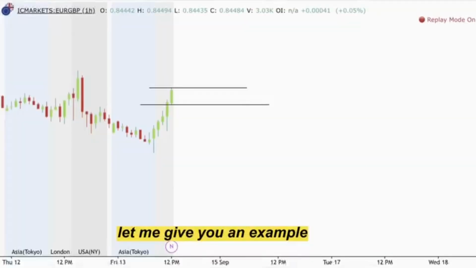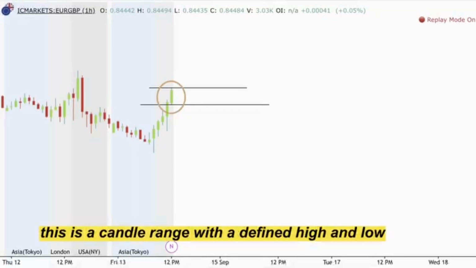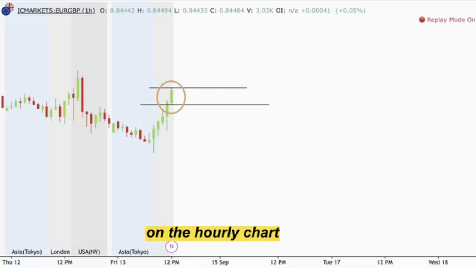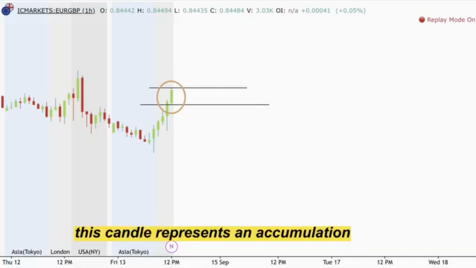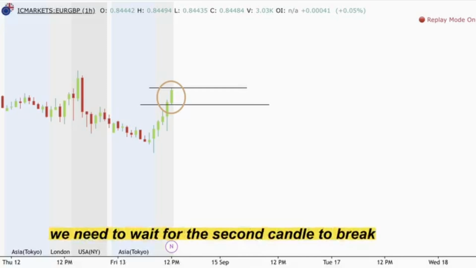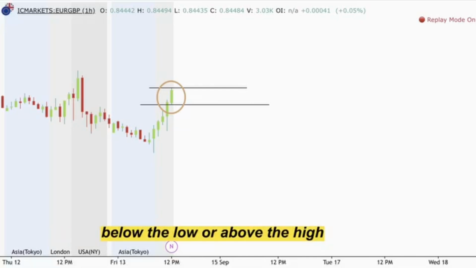Let me give you an example. As you can see here, this is a candle range with a defined high and low on the hourly chart. This candle represents an accumulation, or a distribution phase, so we need to wait for the second candle to break below the low or above the high, and then close inside the range. Look at what happened next.